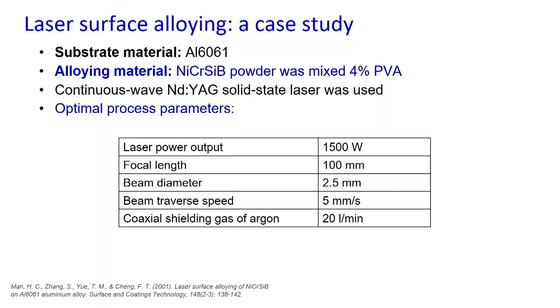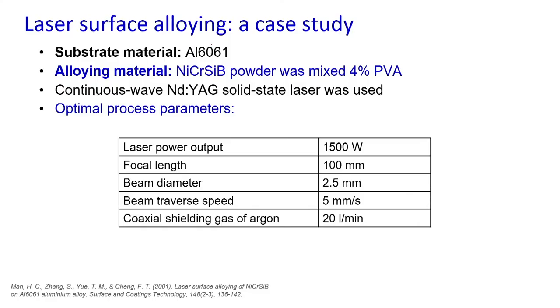Now let us have a case study on laser surface alloying. In this case study we have taken the substrate material, that is aluminum 6061 alloy, and over this aluminum substrate material we will be trying to have a powder deposition which is a composition of nickel, chromium, silicon and boron. This process will be carried out by using a continuous wave Nd:YAG solid state laser.